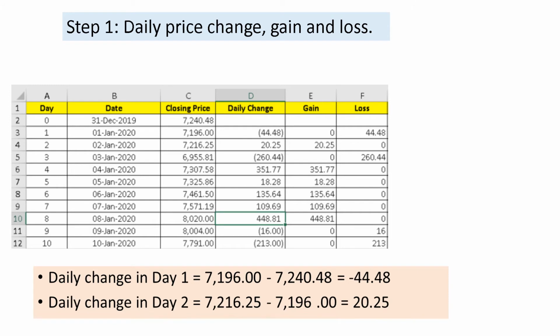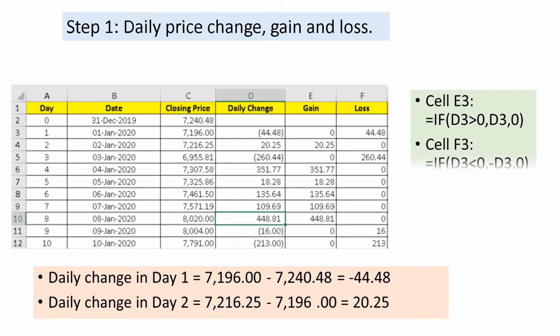For column E and column F, I fill in the value of the gains and losses accordingly. You may use the Excel IF function, as shown in the green box, to fill up the gains and losses. Take note that the loss is an absolute value, which is expressed in positive.